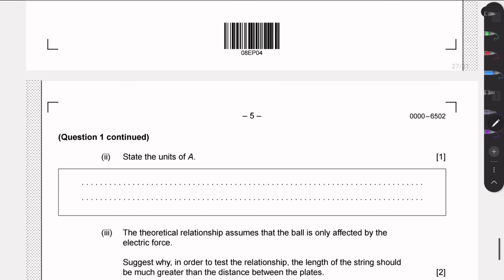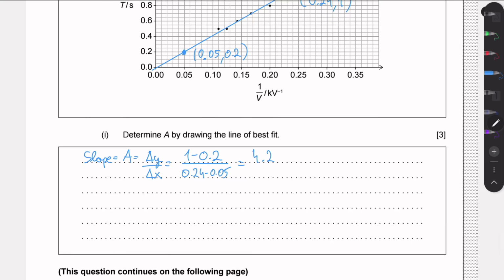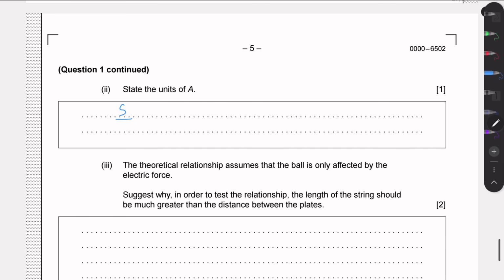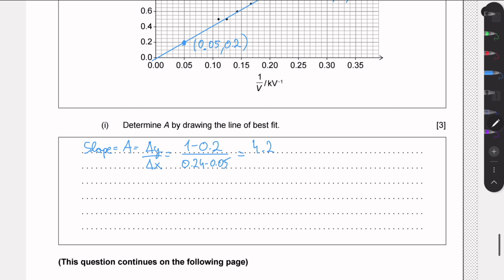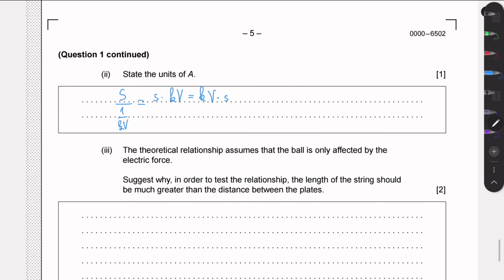And then in part 2, we need to state the units of a. So for the units of a, we just consider what we did. So a is change in y over change in x. So we just do the units of y divided by the units of x. So units of y was s. We divided by the units of x, which is 1 over kilovolts. So this will just be seconds times kilovolts. Maybe it looks better if we write the kilo at the start, like this.